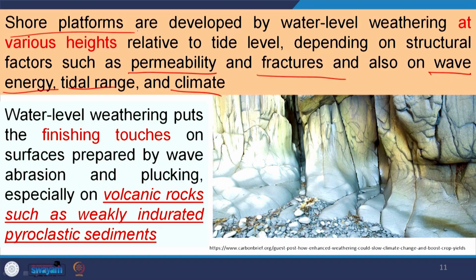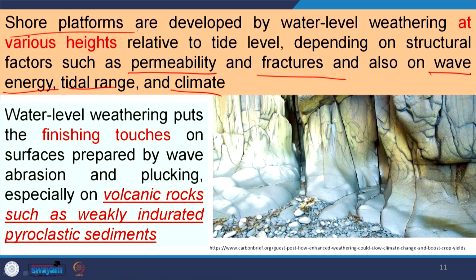because we know from our weathering classes that volcanic rocks form at different temperature and pressure conditions. Once they interact with surface geomorphic agents, they become more unstable as compared to the sedimentary rocks which form at surface temperature and pressure conditions. That is why volcanic rocks such as weakly indurated pyroclastic sediments are more affected. So, pyroclastic sediment, where will we get it? We will get it at the volcanoes.